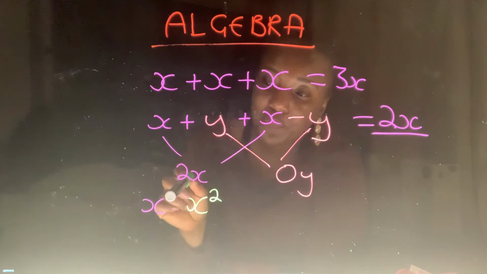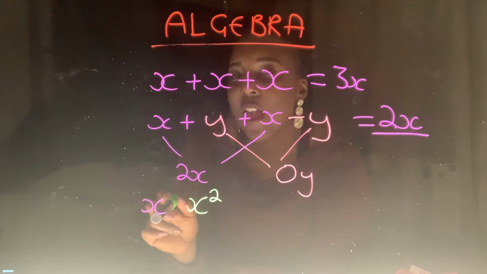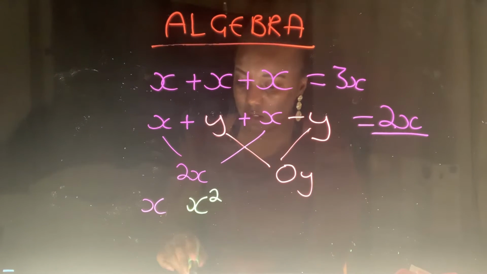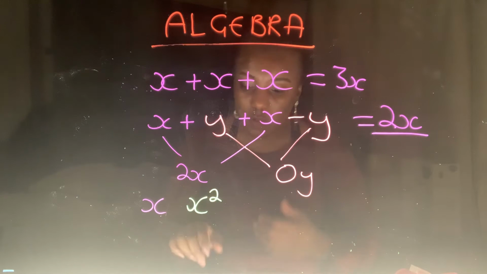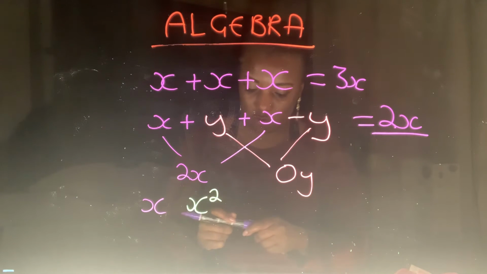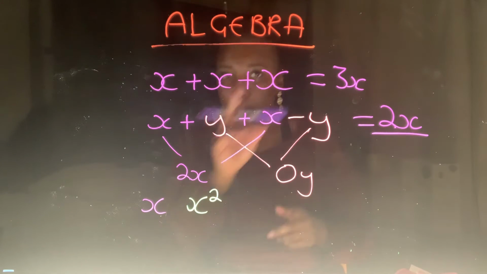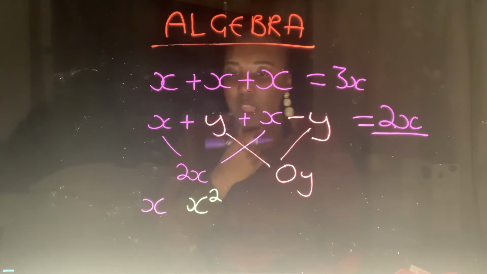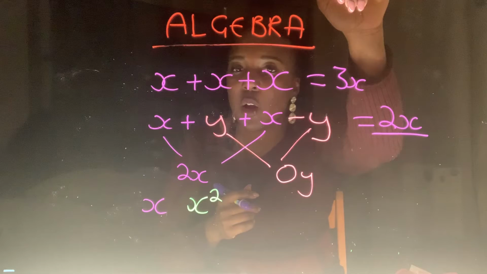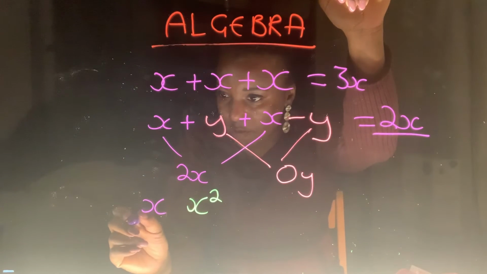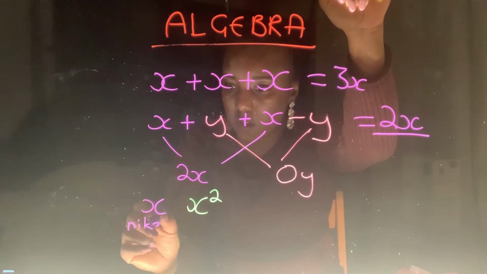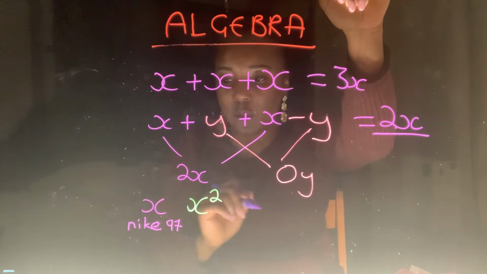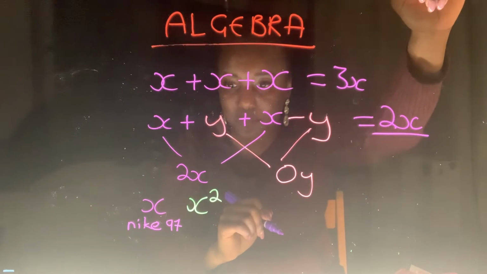So, imagine this x here represents, what can we make it represent? I'm talking about trainers. All right, cool. So, x represents a pair of Nike 97s, yeah? So we're just going to go with Air 97s.